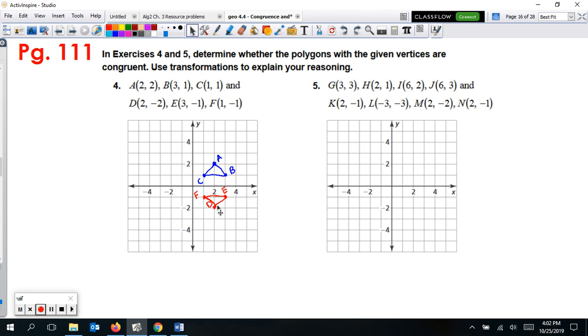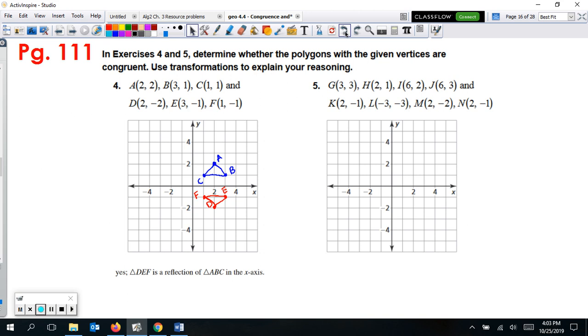And what could we do to explain our reasoning with a transformation? Well, it looks like it got flipped over this x-axis right here. That's all that happened. It just flipped over. Remember the corresponding points here, A is going to correspond with D, B with E, C with F. So A is now D down here. If I flip it over, it's going to map onto this one. If I keep flipping these guys over, they're going to map onto their corresponding points. So that's what we can say there. We'd say yes, they are congruent, and that it's a reflection in the x-axis. That's what we can say.